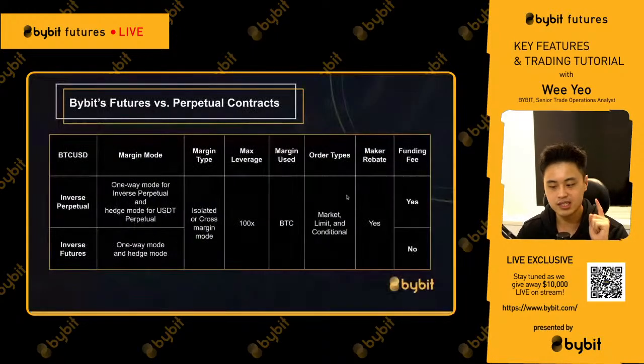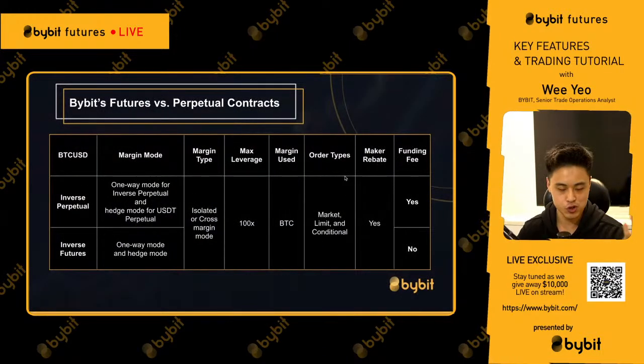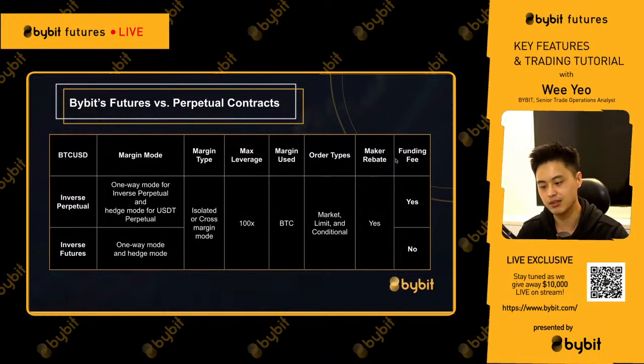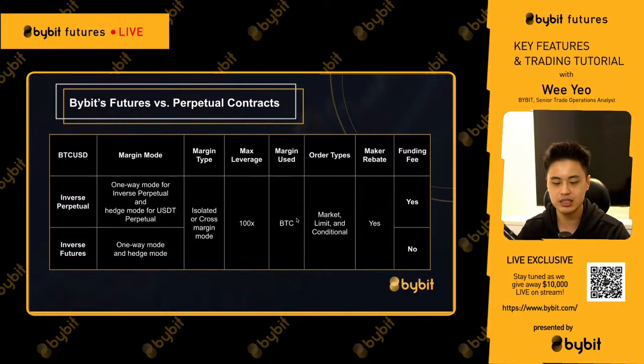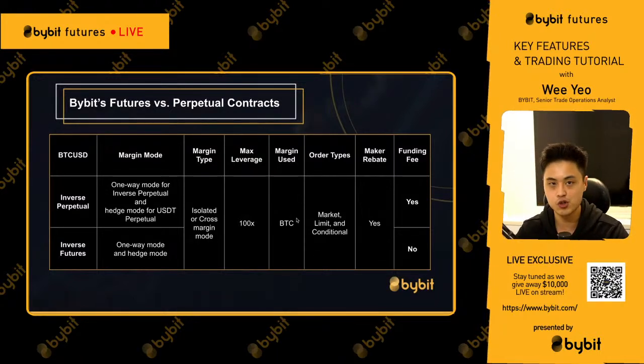And of course, the biggest difference between the futures and the inverse perpetual will be the funding fee. For inverse perpetual, there is a funding fee, but for inverse futures, there is no funding fee.